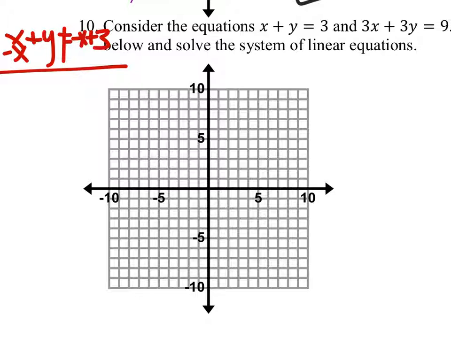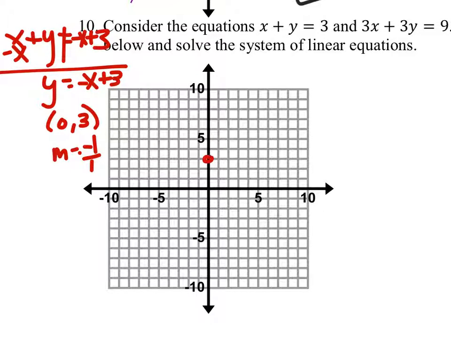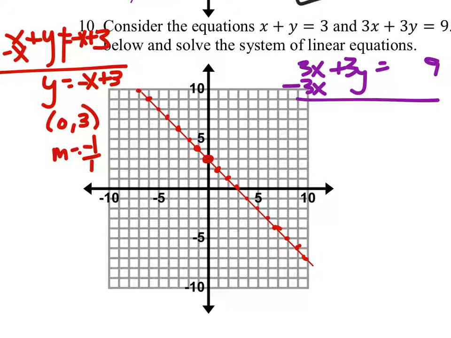you'll find out. So this becomes y equals negative x plus 3, which gives us a y-intercept at (0, 3), and a slope of negative 1. We'll just make it negative 1 over 1. So graphing that point, (0, 3) is right here, and then down 1 to the right 1, continuous. All right, so there's our points. Let's just go ahead and graph those now. There we go. Now this other equation, 3x plus 3y equals 9. And let's subtract 3x from both sides.